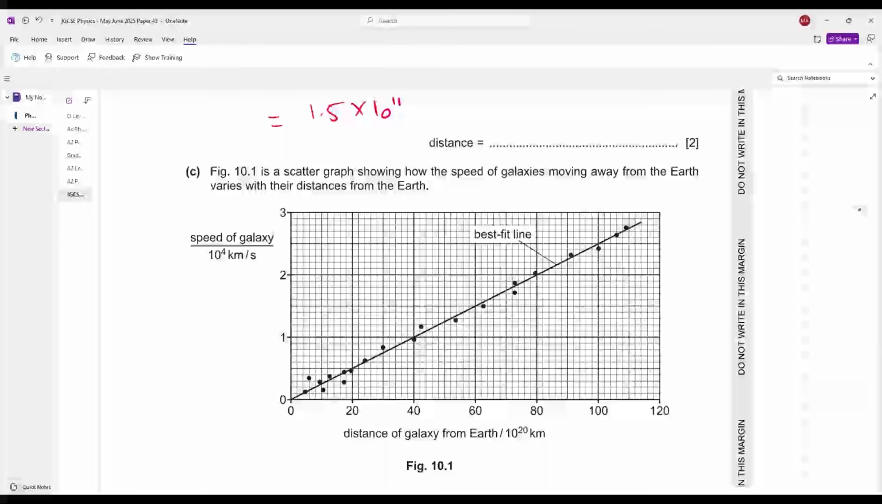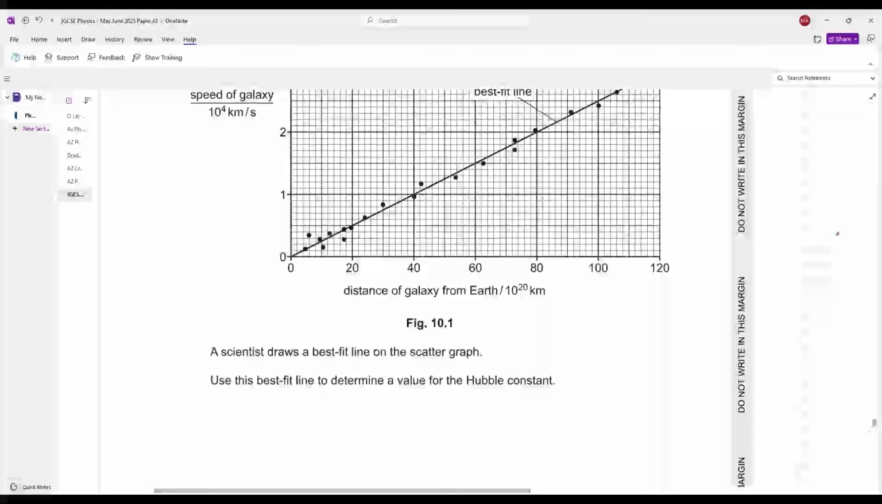Figure 10.1 is a scatter graph showing how the speed of galaxies moving away from the Earth varies with their distances from the Earth. Hubble's law: V is equal to H naught D. V is the speed of galaxies plotted on the y-axis. D is the distance of the galaxies from the Earth plotted on the x-axis.